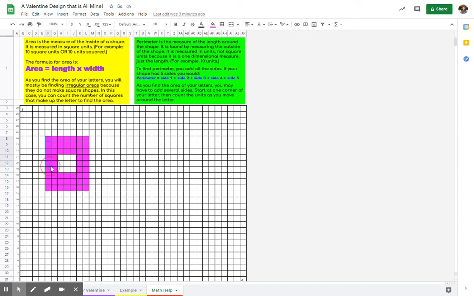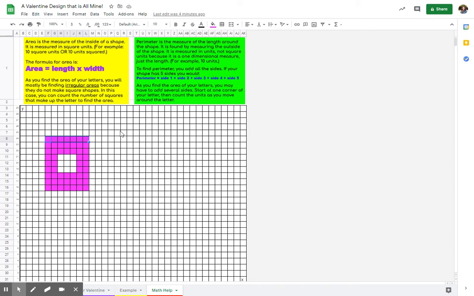So first of all, boys and girls, when I look at the length of this letter O, I see that I have 1, 2, 3, 4, 5, 6, 7, 8, 9. I have a length of 9 for this particular shape. I have a width of 1, 2, 3, 4, 5, 6, 7. Okay, so I'm looking at a length of 9 and a width of 7.